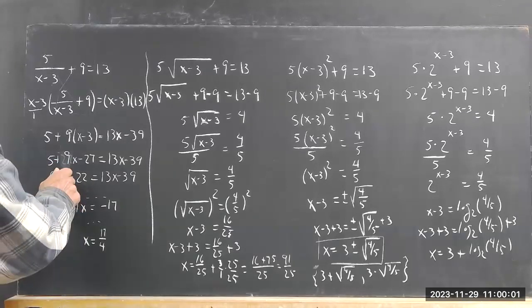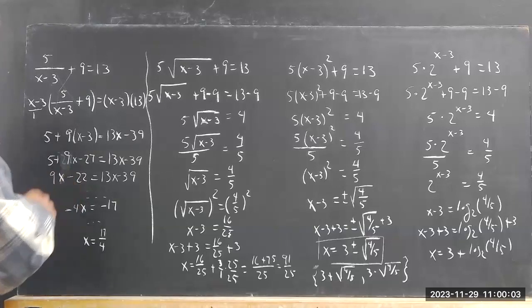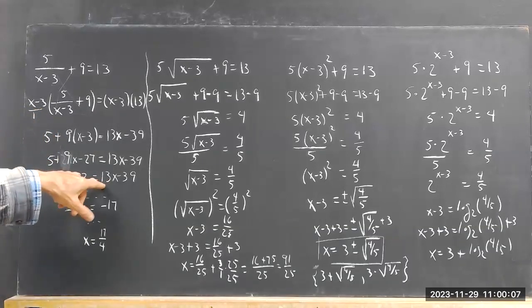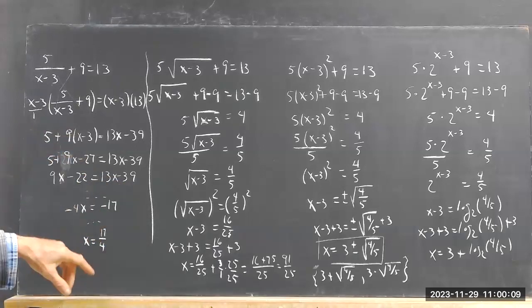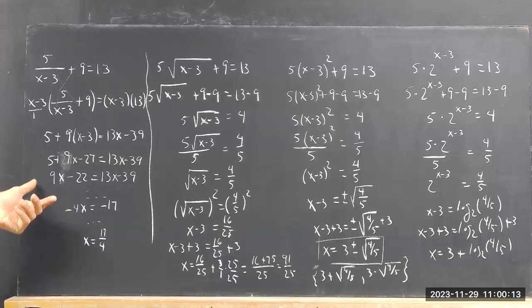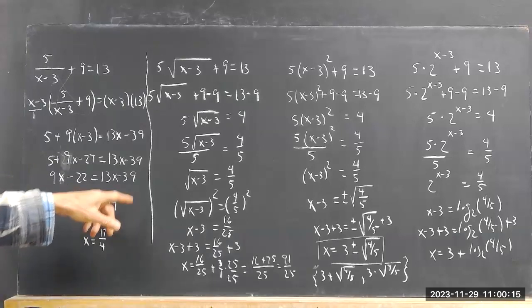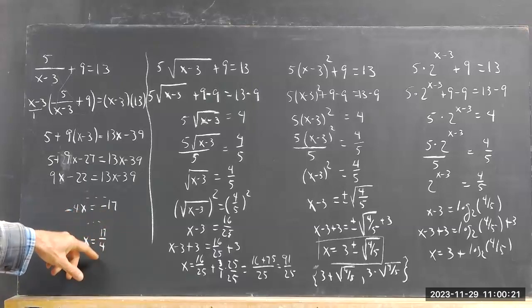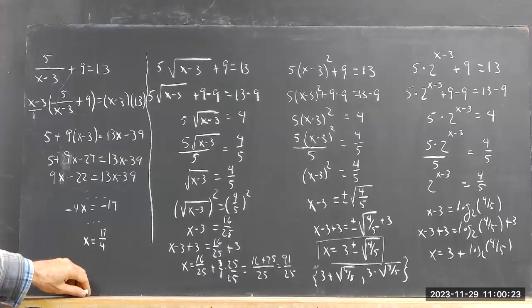Oh, yeah, it's 9x. For a minute I saw that as a multiplication sign. I'm not with it here. Okay, 9x minus 22 equals this. And then that's very straightforward. We subtract 13x from both sides. We get negative 4x over here. We add 22 to both sides. We get negative 17 over here. And then divide both sides by negative 4. We get x equals 17 over 4.